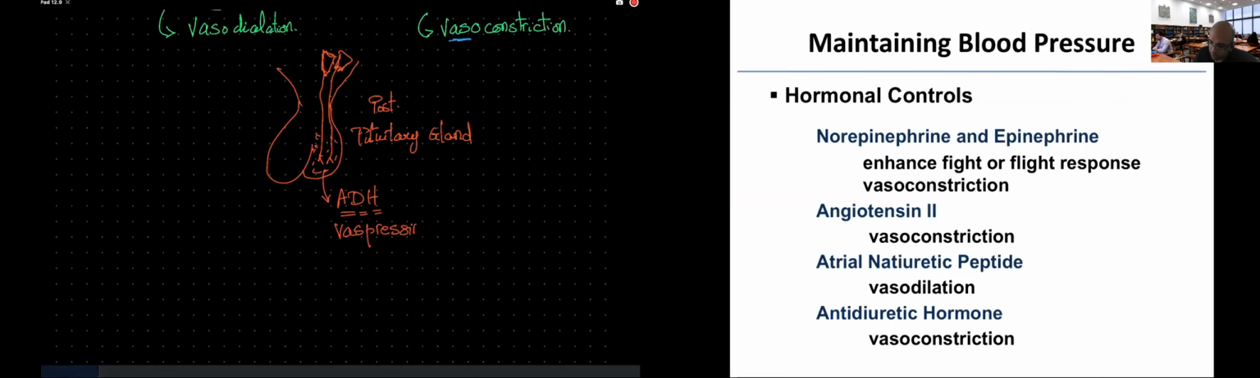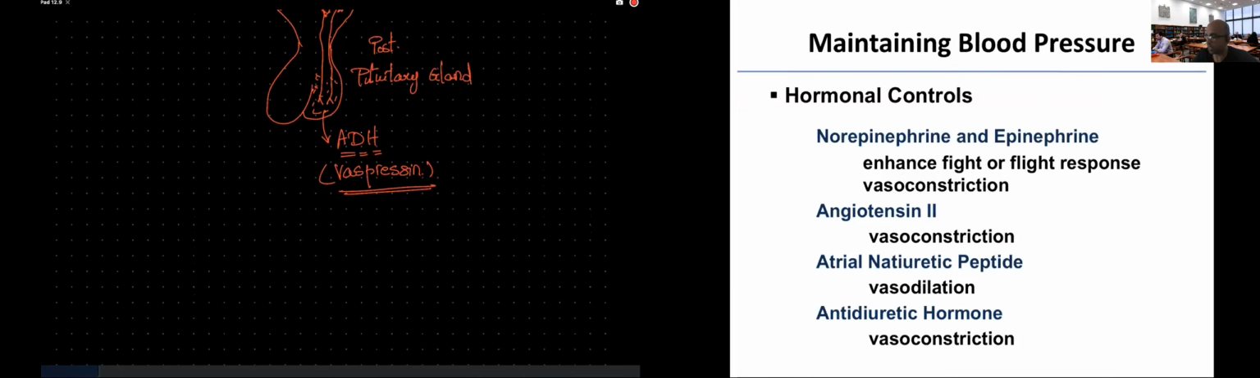What do you think is going to be the actions here of the ADH, or another name for it, vasopressin? In terms of blood pressure, what's going to be the effect? Will it increase or decrease the blood pressure, from just looking at the name, antidiuretic hormone or vasopressin? Can you guess?